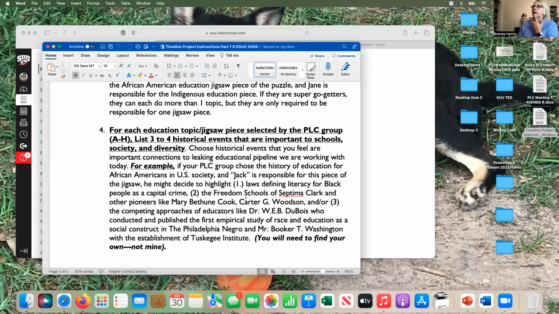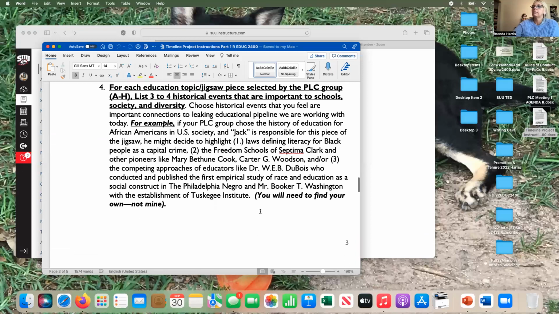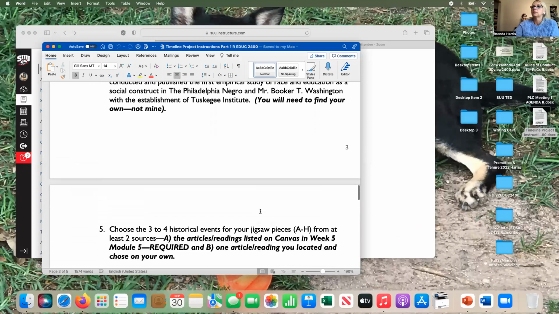And then maybe he says, well, there were competing ideas about how Blacks should be educated, and Dr. Du Bois was one view of it, and Mr. Booker T. Washington was the other. And so those were the main influences on the history of African American education.